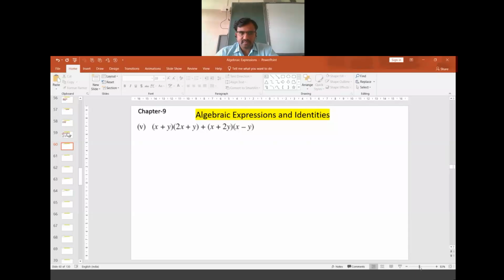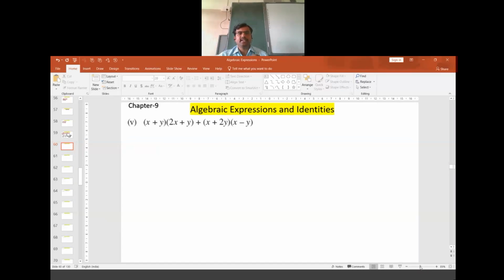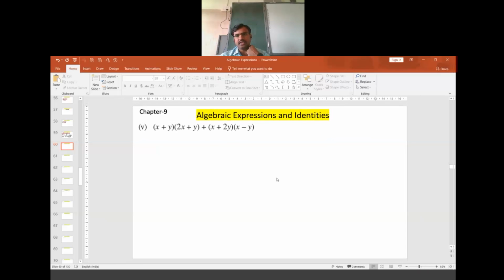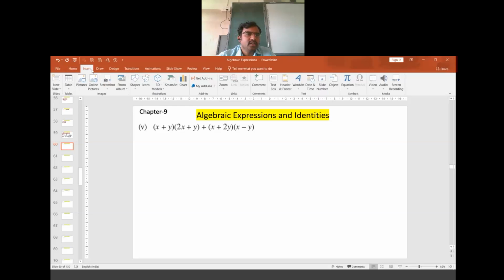Now we shall solve question 5. It's again multiplication and there's addition also. So separately you have to multiply, then add them. That's one thing. Otherwise, in each step you can continue writing.